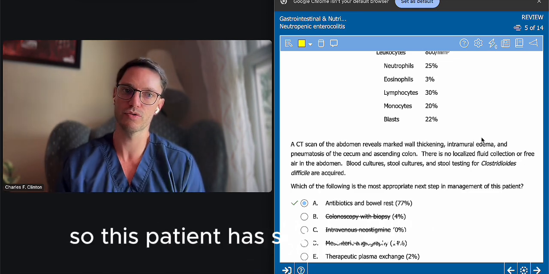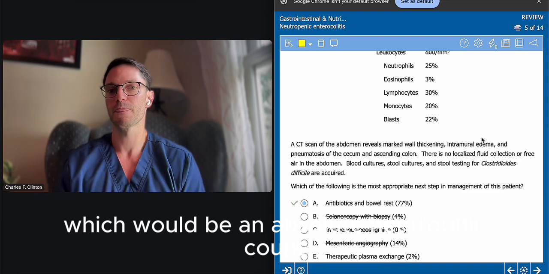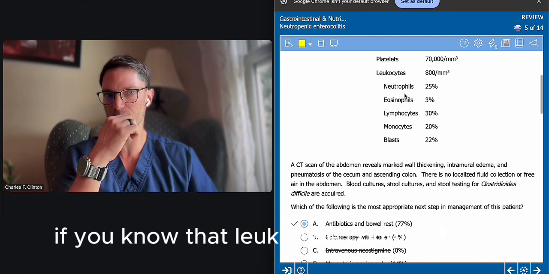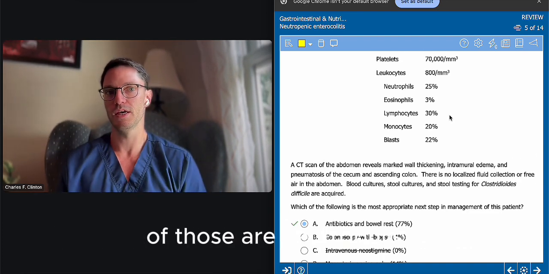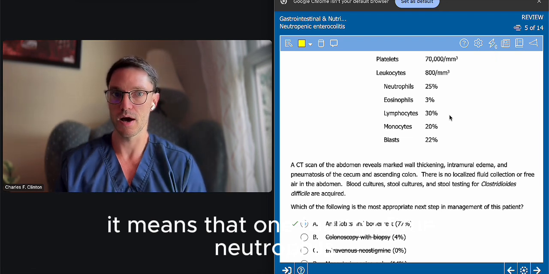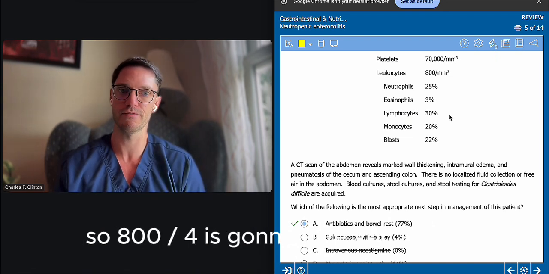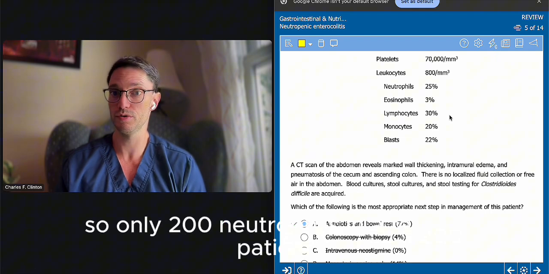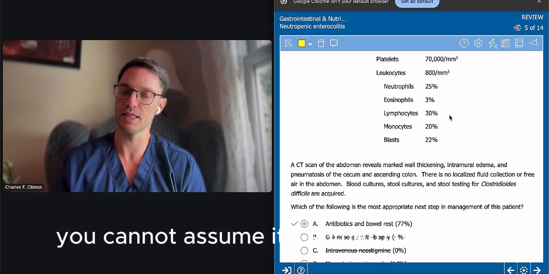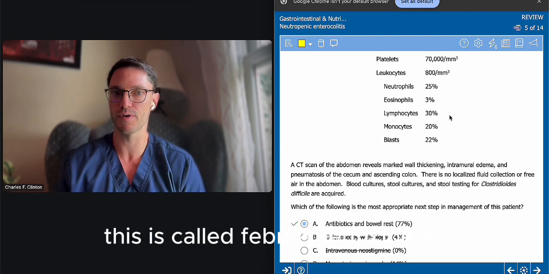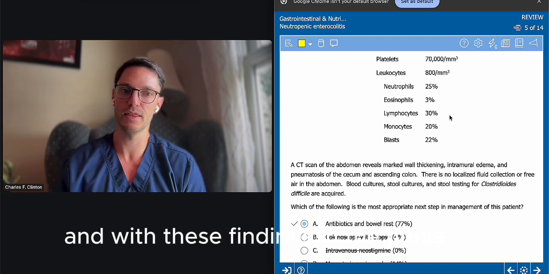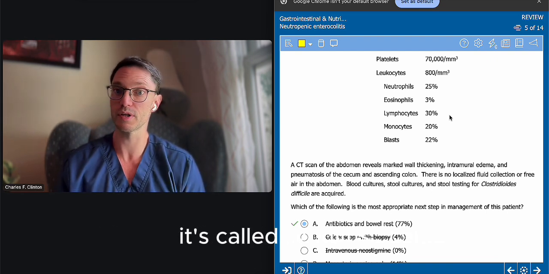So this patient has severe neutropenia, which would be an absolute neutrophil count less than 500. If you know that leukocyte count is 800 and 25% of those are neutrophils, it means that 1/4 of the leukocytes are neutrophils. So 800 divided by 4 is going to give you 200. So only 200 neutrophils in a febrile patient. You cannot assume it's something else. This is called febrile neutropenia. And with these findings in the colon, it's called typhlitis.